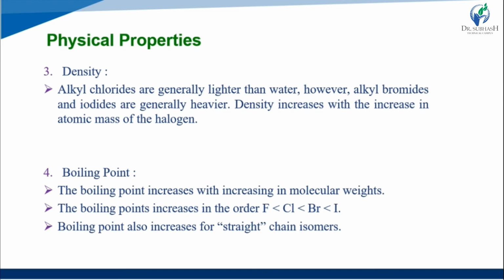Then boiling point. The boiling point increases with increasing molecular weight, and it increases in the order of the halogen: fluorine less than chlorine less than bromine less than iodine. The boiling point is also higher for straight chain isomers.